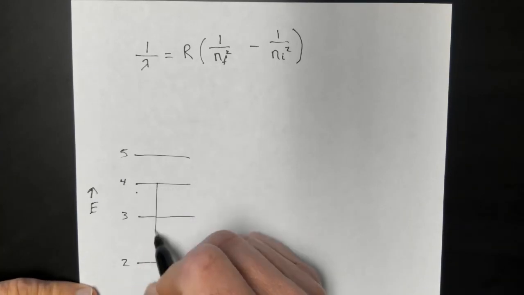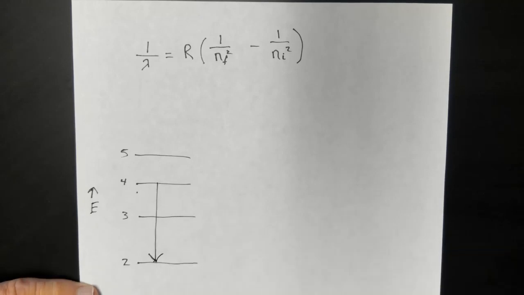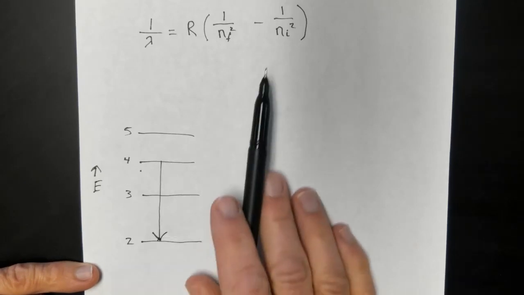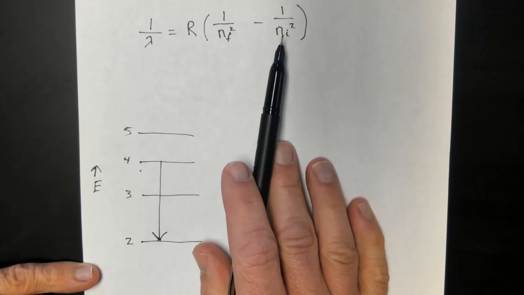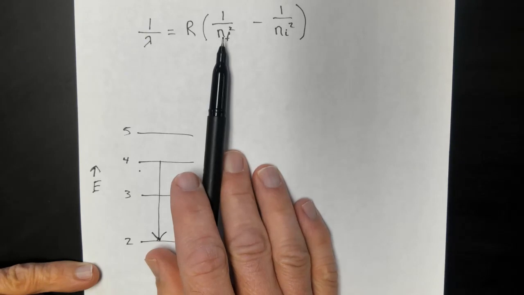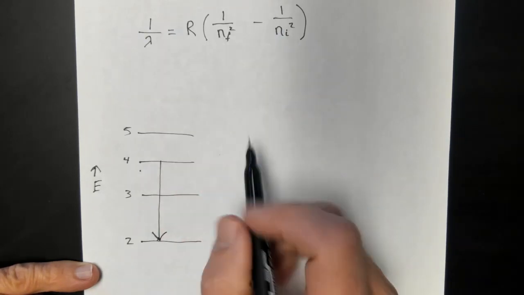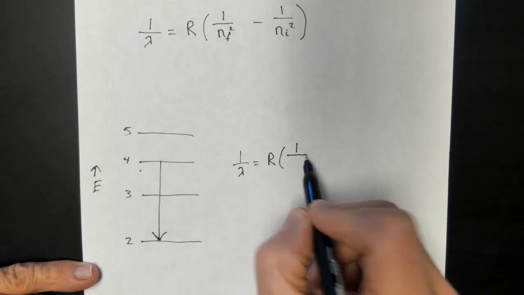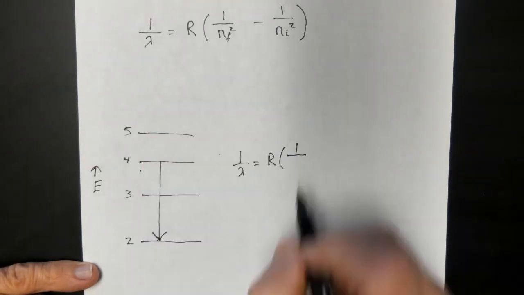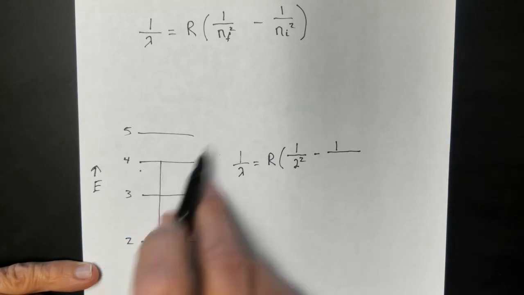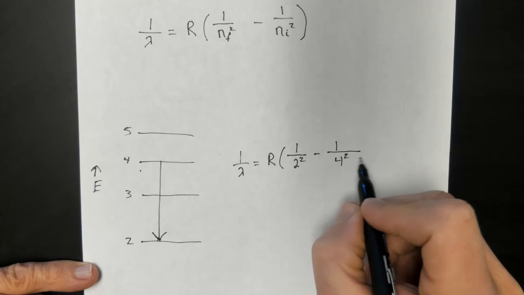Let's look at the 4 to 2 transition. The initial principal quantum number of the electron is 4. So N initial would be 4 here. The final principal quantum number is 2. The electron transitions to 2. So N final would be 2. So in this case, this equation would become: 1 over lambda equals the Rydberg constant times 1 over N final, which is 2, 2 squared, minus 1 over the initial, 4 squared. Okay.